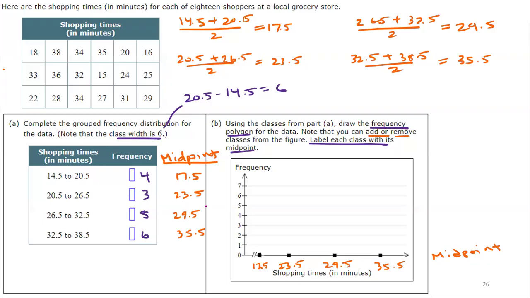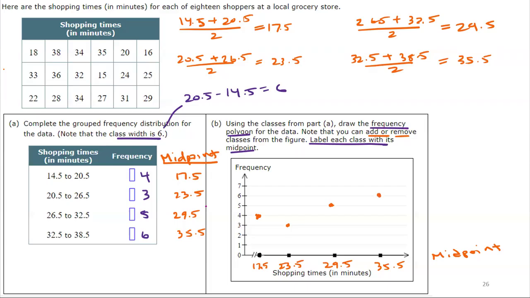All right, so now what we do is, for each of these midpoints, we have our frequency. So for 17.5, we had a frequency of 4. So let's put a point there. For 23.5, we had a frequency of 3. So we'll put a point there. For 29.5, we have a frequency of 5. So we'll put a point there. And for 35.5, we have a frequency of 6. So we'll put a point there.